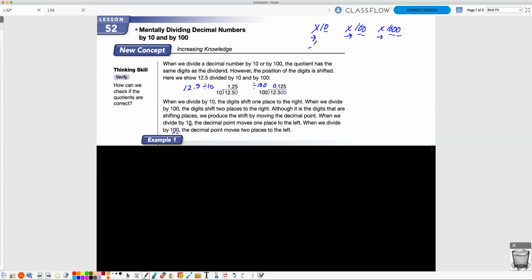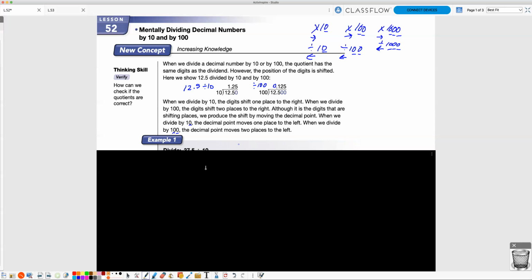In this case, we're dividing by 10, which means we're going to move to the left one place. If we're dividing by 100, we're going to move to the left two places. And if we're dividing by 1,000, we would move to the left three places. So keep that in mind when doing your mentally dividing decimal numbers by 10 and 100.